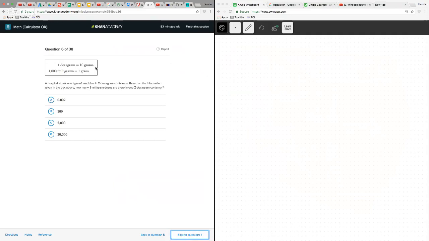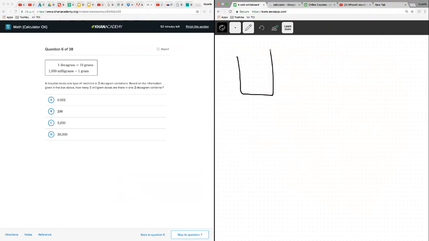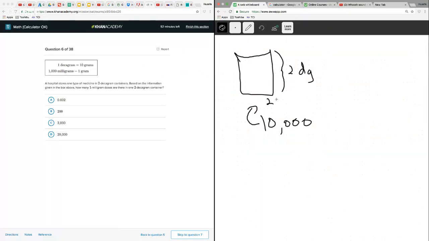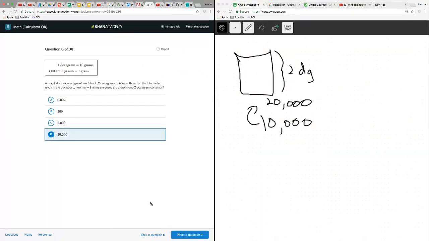Number 6. 1 decagram equals 10,000 milligrams equals 1 gram. A hospital stores one type of medicine in 2 decagram containers. Okay. So it's 2 decagrams. Based on the information given in the box above, how many 1 milligram doses are there in a 2 decagram container? We've got 1,000 milligrams in a gram. A decagram is 10 grams. So since there's 10 grams in 1 decagram, we got 10,000 milligrams in a decagram. But since we got 2 decagrams, it's going to be 20,000. And none of these are even close. D is the only viable answer.